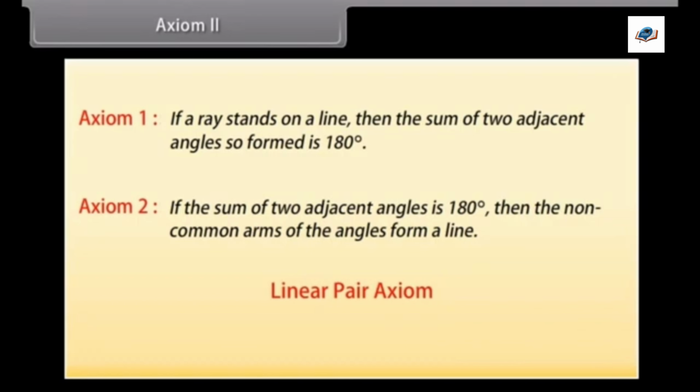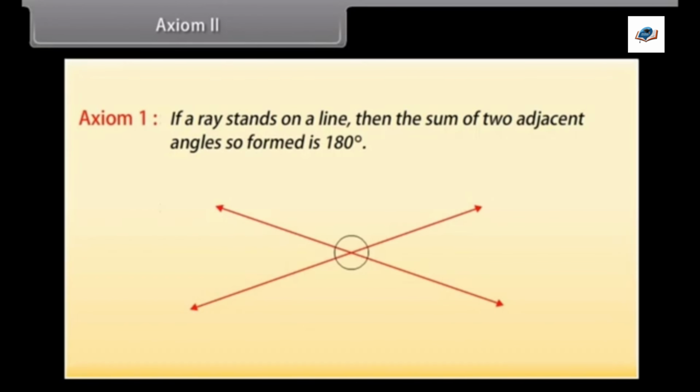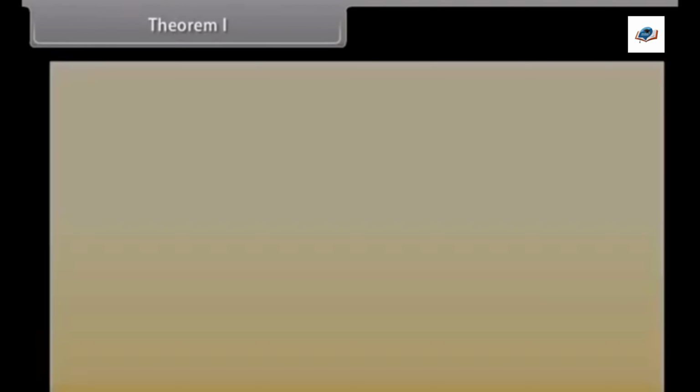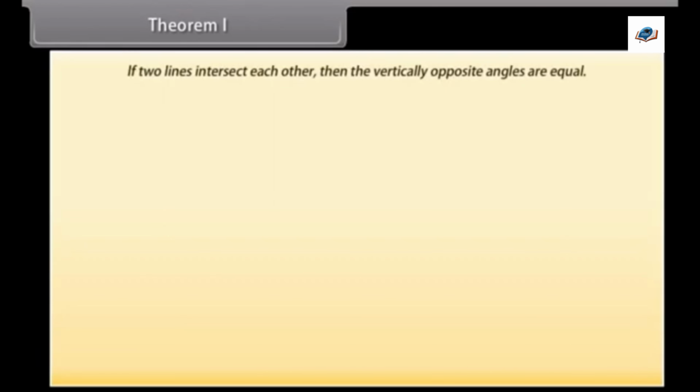Let us now move to the case when two lines intersect each other. We know that when two lines intersect, the vertically opposite angles are equal. We will prove this result after a small interactivity. Theorem 1. If two lines intersect each other, then the vertically opposite angles are equal. Let's prove this theorem. In this statement, it is given that two lines intersect each other.